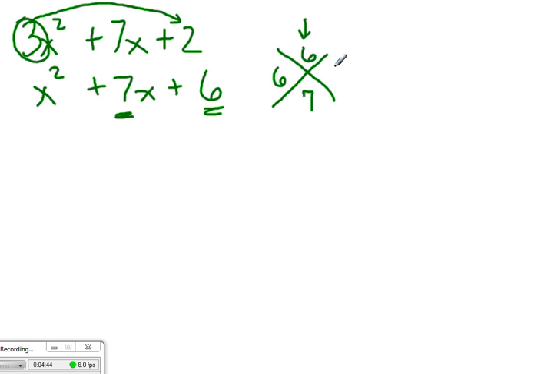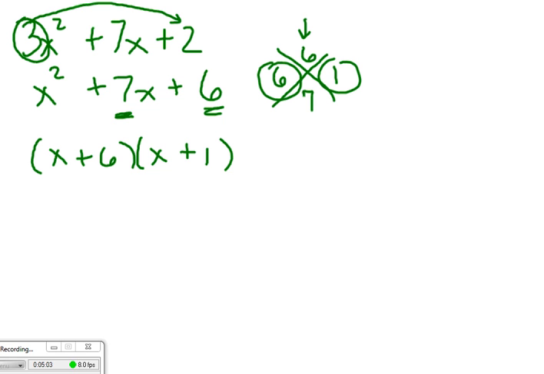That's just 6 times 1. Can't be 2 and 3, that's going to add up to 5. So it's got to be 6 times 1. So now that we have that, we can go ahead and plug it in. So x plus 6, x plus 1. Those two numbers right there, that's where I got those.